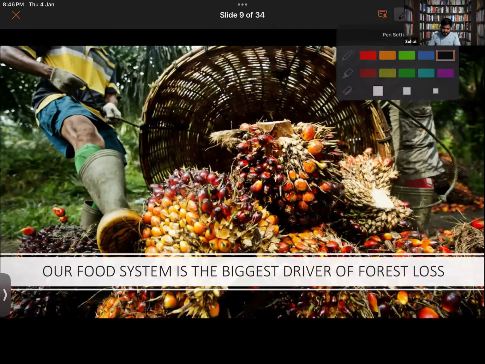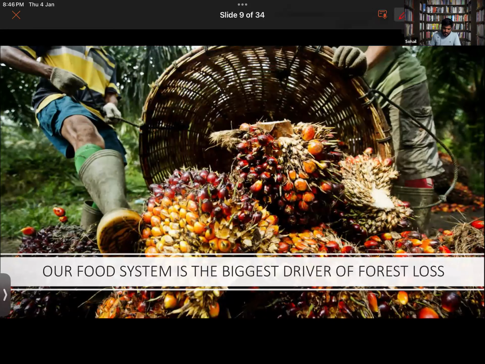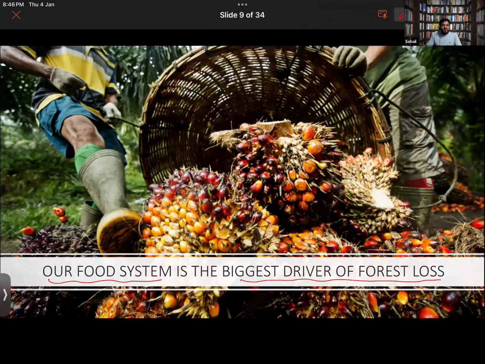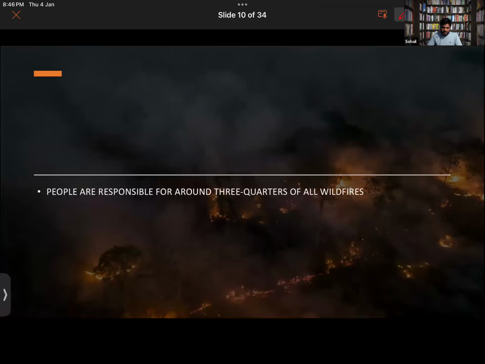Then we know that our food system is the biggest driver of forest loss. Why are the forests being lost right now? One of the primary reasons is that our food comes from forest land as well. And then people are responsible for around 3/4 of all wildfires.